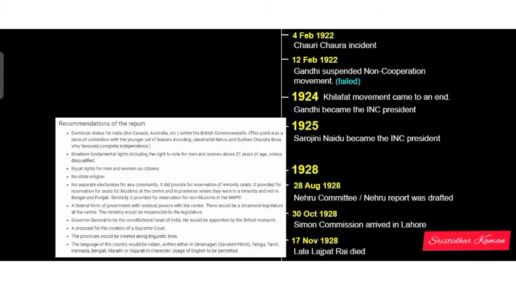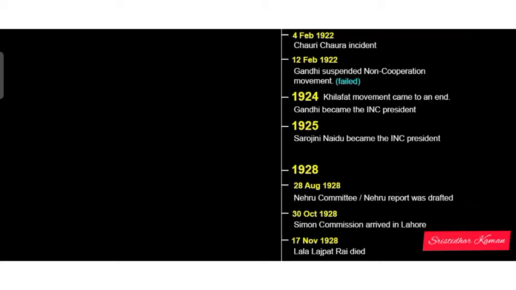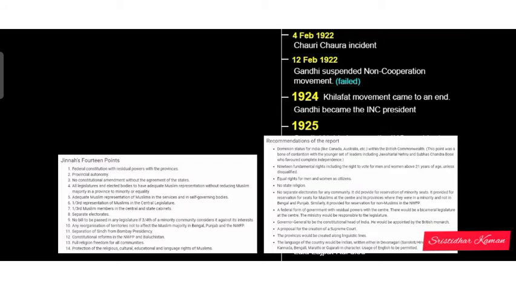Here are the recommendations of the report. Even Jinnah proposed some amendments on the Nehru Report. He proposed 14 points for safeguarding the rights and interests of the Muslims in any further constitution of the country. Here are the 14 points. He proposed these points during the December 1928 all-parties meeting. Now, if you draw a comparison of the Nehru Report with Jinnah's 14 points, it had a political gap between the Muslims and the Hindus in India.